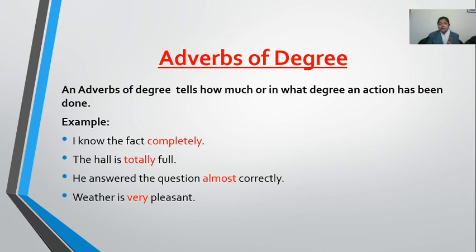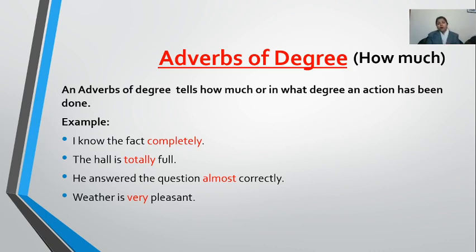Like, I know the fact completely. How much? As I want to know the quantity, the amount of the action, so I am asking the question with how much. So how much do you know? Completely. So completely is your degree. So whenever we talk about the amount of an action, we use how much.